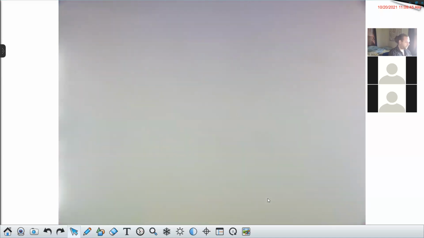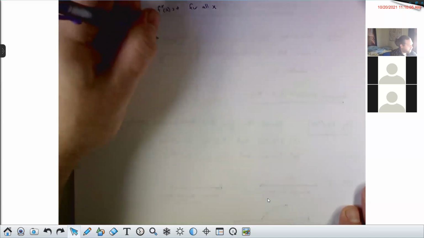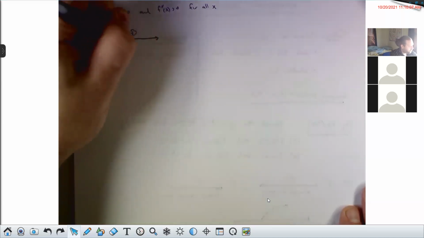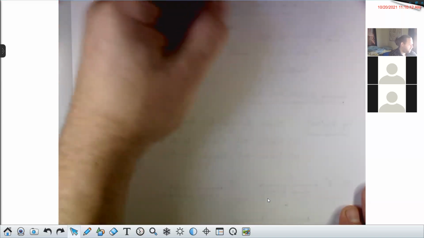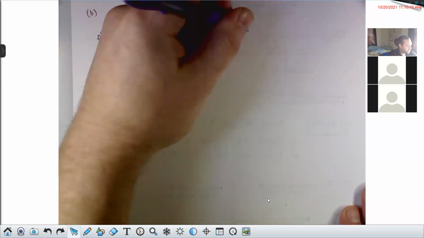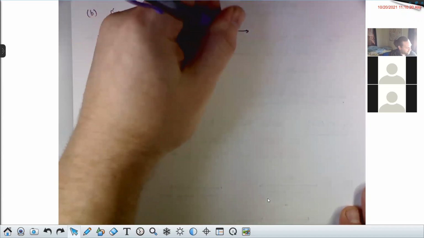Part B is also not hard. Here, both f prime and f double prime are supposed to always be positive. Let's write that back down. So you draw your number line for f prime. F prime is always positive. So we're always increasing. F double prime is also supposed to be always positive, which means we're always concave up.